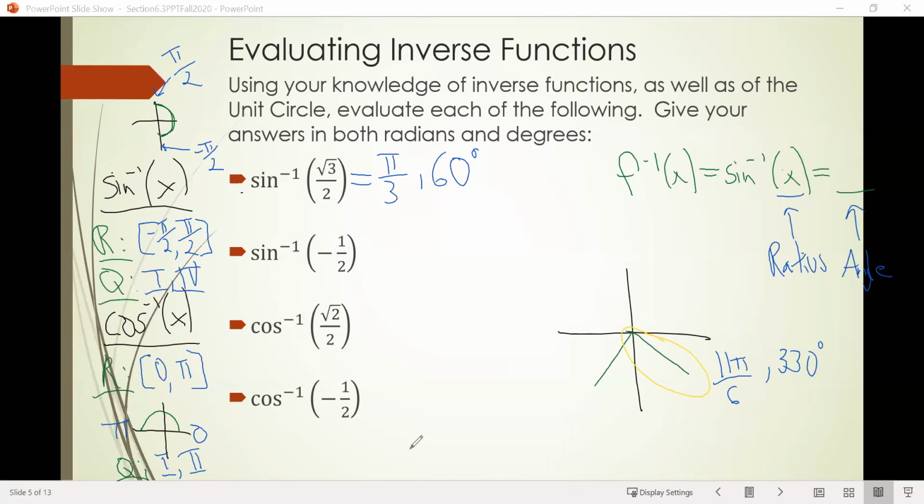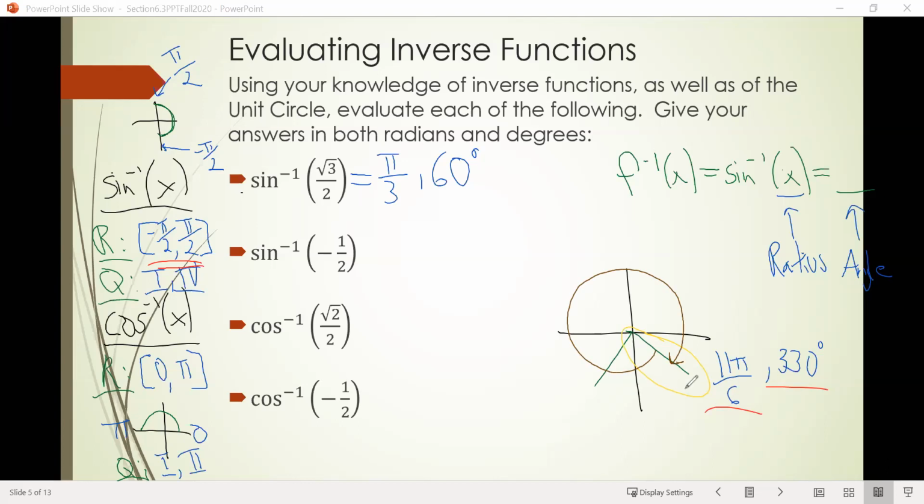However, again, recall that our range for inverse sine is negative pi over 2 to pi over 2, or negative 90 degrees to positive 90 degrees. Well, 11 pi over 6 or 330 degrees does not fall into that range. So what are we going to do instead? We need to find a coterminal angle with this angle that is in that correct range, which means we need to go back a rotation, because if we do that, we'll end up at negative angles.